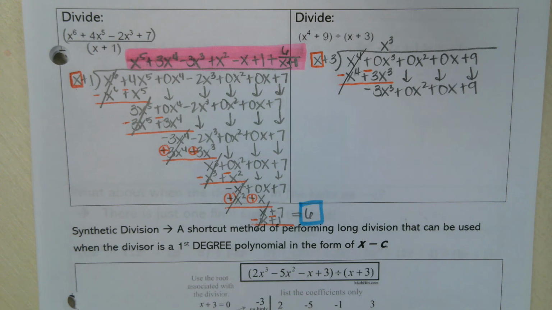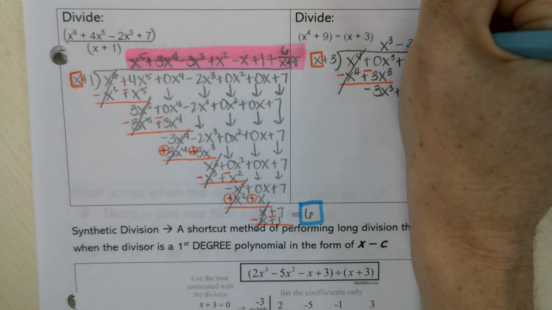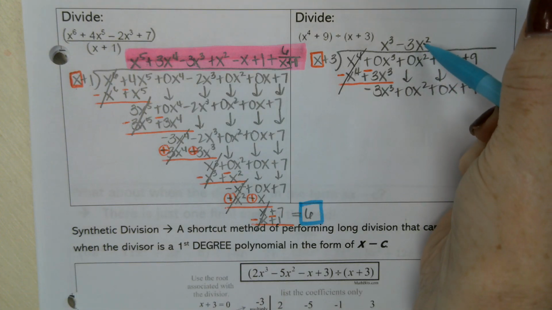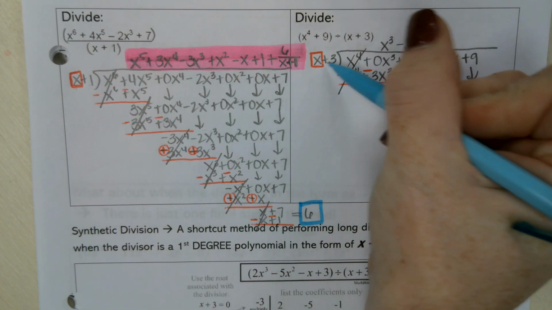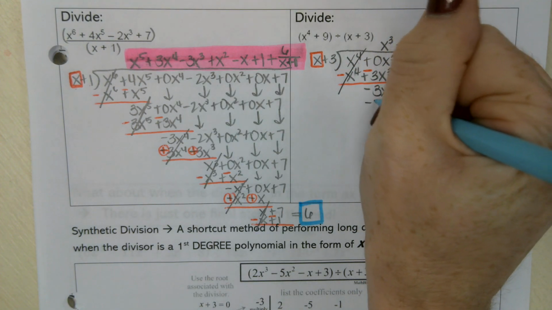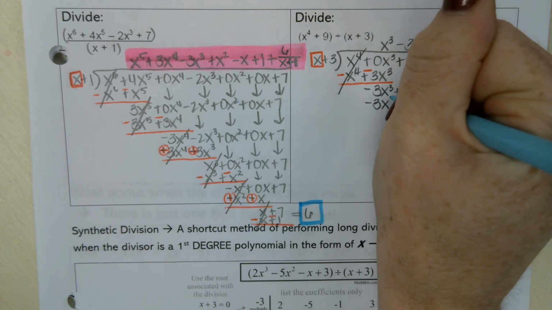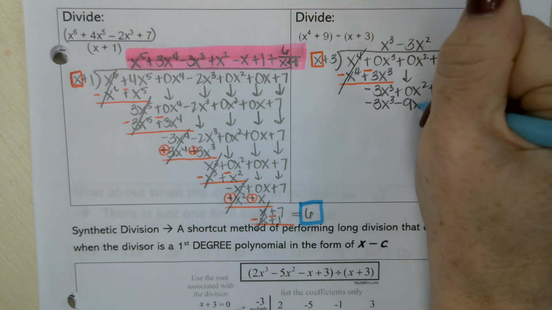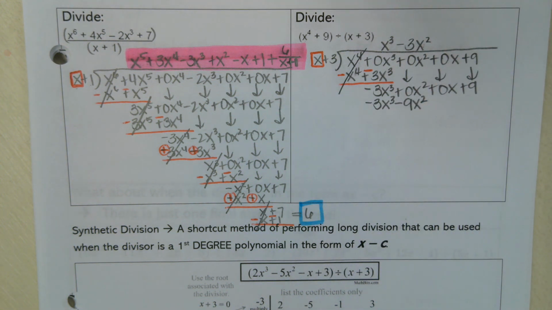What do I multiply by x to give me negative 3x cubed? Negative 3x to the 2nd power. Negative 3x squared gets multiplied by the x and the 3. So this is negative 3x cubed minus 9x squared. Negative 3 times positive 3. You're okay.